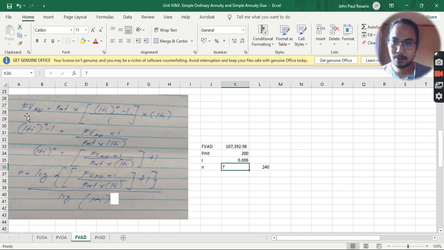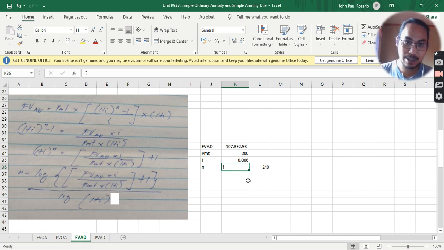So as you can see here, our unknown is our N. First, we can transfer I, so FVAD times I, and then we can transfer payment, so payment times 1 plus I. So they are transferred to the denominator. Next, we can transfer the negative 1 to plus 1. And then, since only the exponent is left here, we can now use our logarithm. So log of this whole expression over log of 1 plus I.